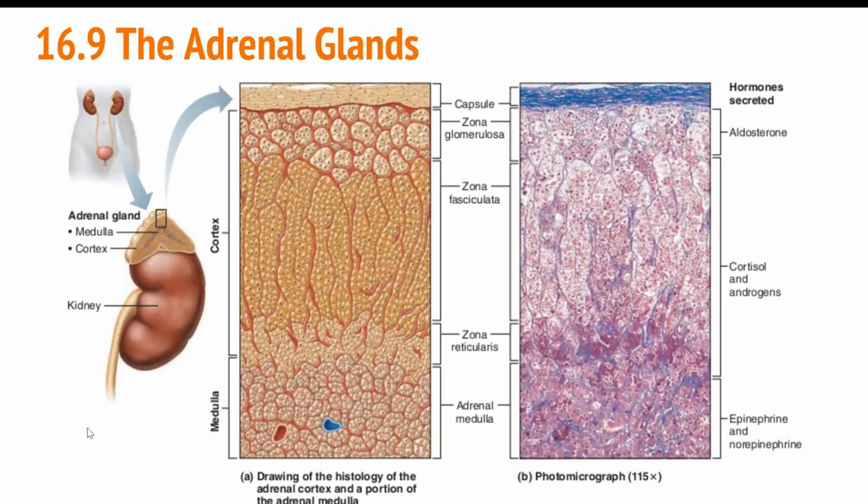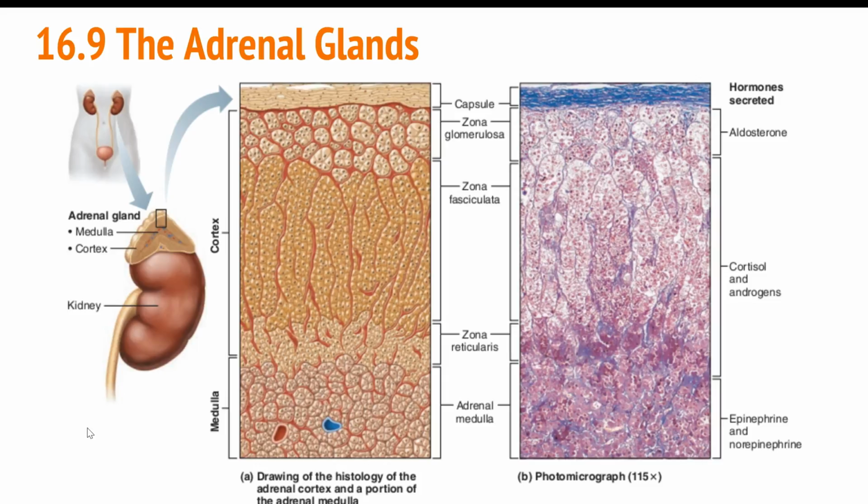The large cortical cells are arranged in 3 layers. From the outside in, these are the zona glomerulosa, which produces mineralocorticoids. These are hormones that help control the balance of minerals and water in the blood. The zona fasciculata is next. This layer's cells are arranged in linear cords and mainly produce metabolic hormones called glucocorticoids.